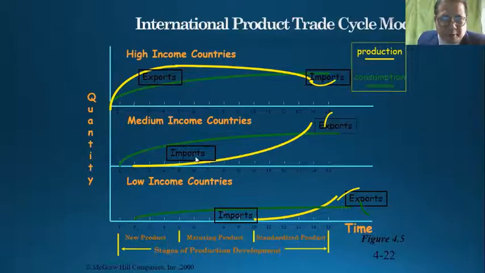Next, what about low-income countries? We assume that the Philippines and those in third world countries export a little but import a lot. You notice the line here, under low-income countries.